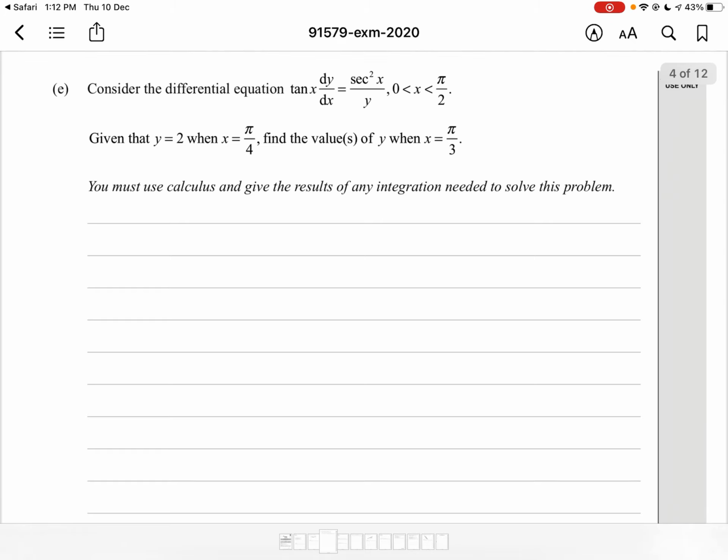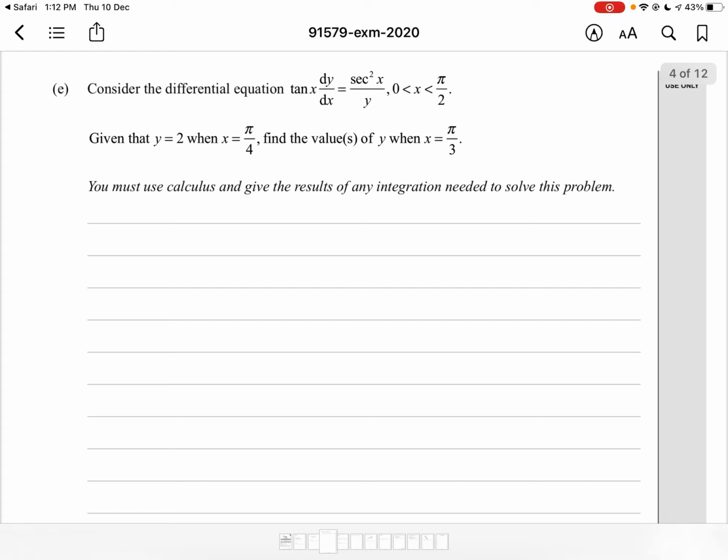Question E, consider the differential equation tan x dy over dx equals secant squared x over y, when x is between 0 and pi over 2. Given that y equals 2 when x equals pi over 4, find the value of y when x equals pi over 3.